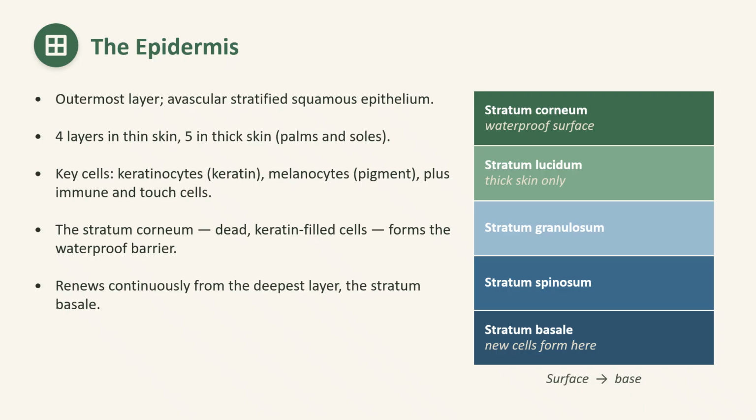2 ideas tie it together. The outermost stratum corneum is made of dead, flattened, keratin-packed cells. That's your waterproof barrier and your first line of defense against pathogens. And the whole layer is constantly renewing itself from the bottom up. New cells are born in the stratum basal, mature as they rise, and are shed from the surface roughly every month.